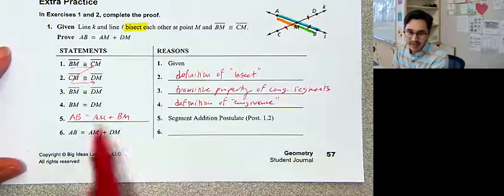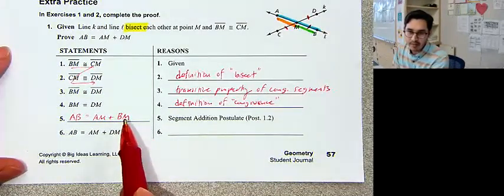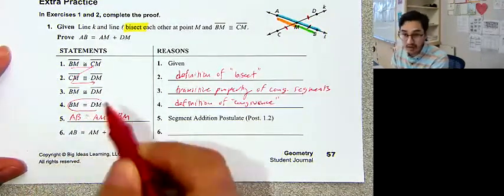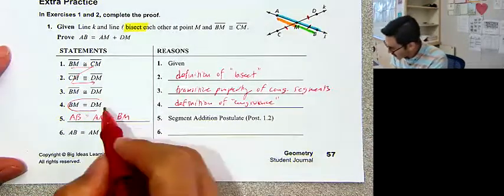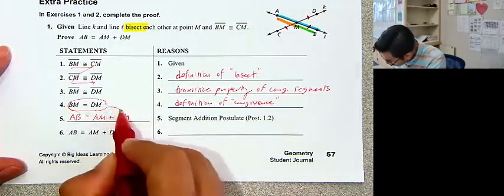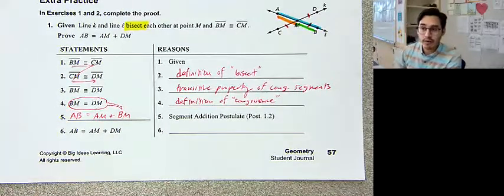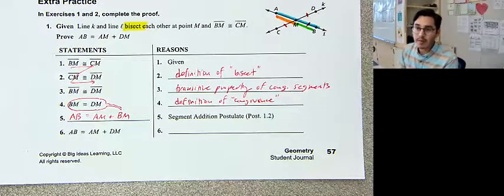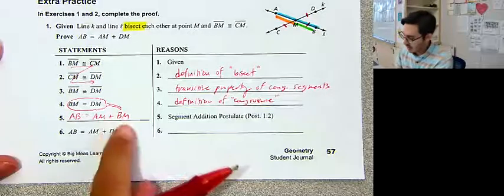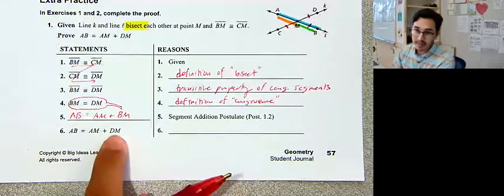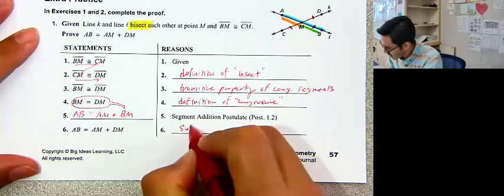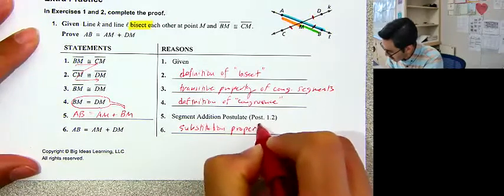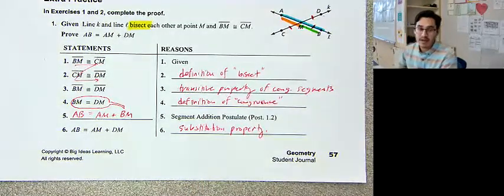That looks almost like the last line, except the BM term has been replaced with the DM term. This happened because we knew from step 4 that they were equal to each other. So what we're performing here is a substitution. Since BM is equal to DM, we can swap them in and out anywhere we'd like. So we could swap the BM here with DM instead. We're just making a substitution. Substitution property. And there you have it.